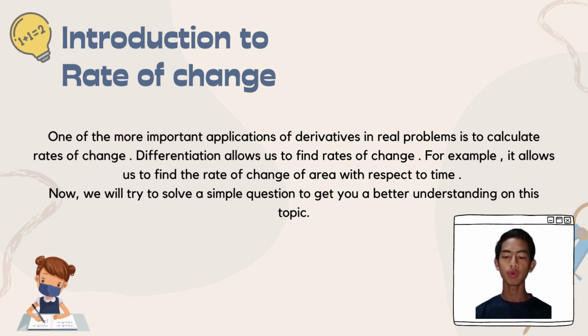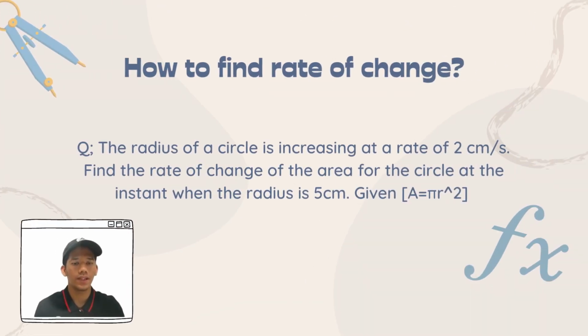One of the more important applications of derivatives in real problems is to calculate rates of change. Differentiation allows us to find rates of change. For example, it allows us to find the rate of change of area with respect to time. Now, we will try to solve a simple question to get you a better understanding of this topic. How to find rate of change?